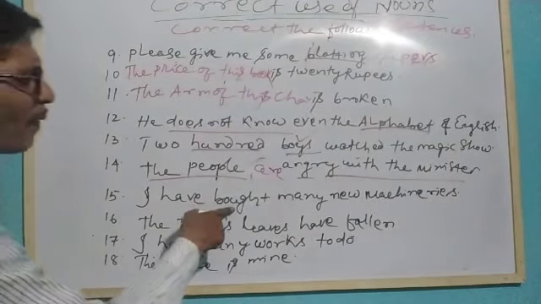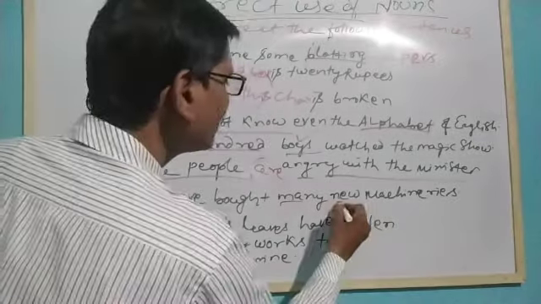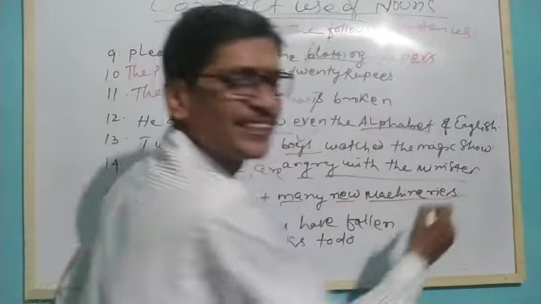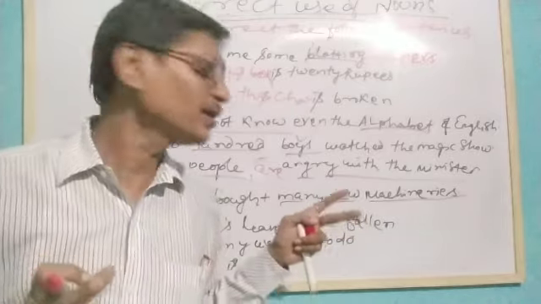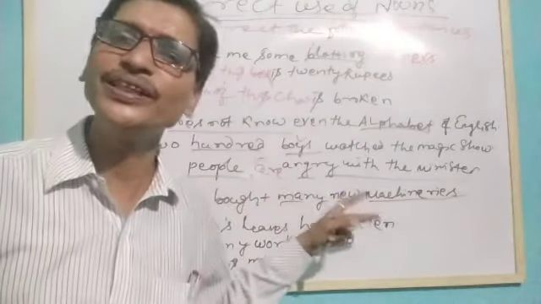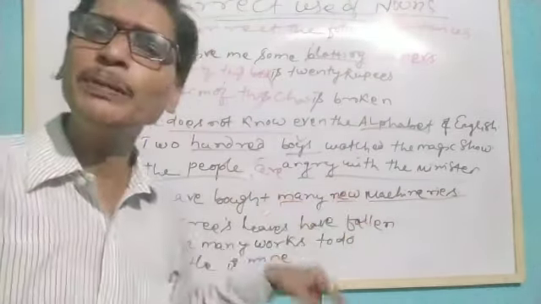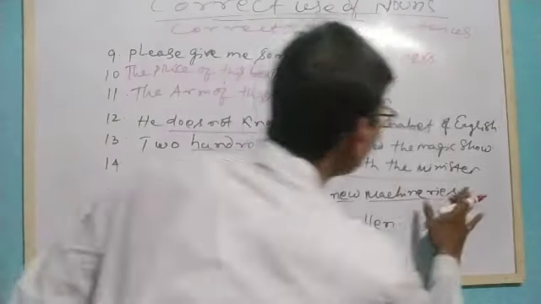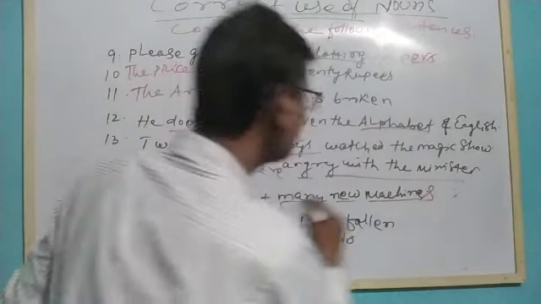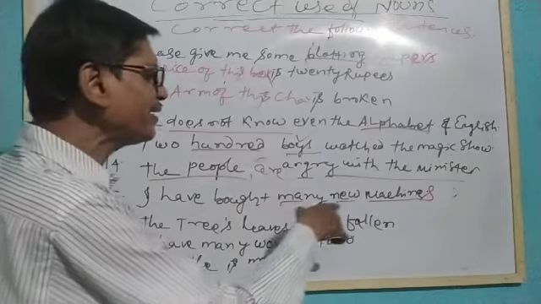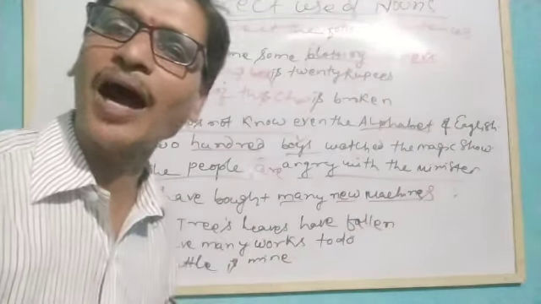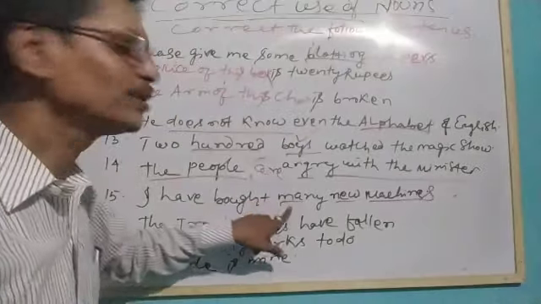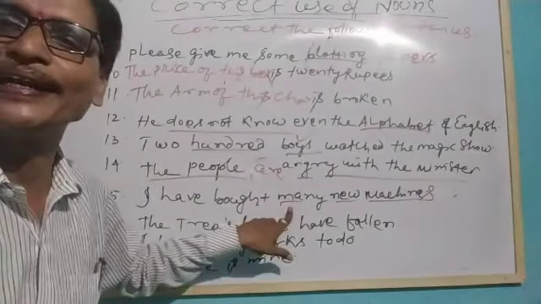I have bought many new machineries. Machineries is such a word we should not use here. It will be easier to understand if we say machines. I have bought many new machines, which is a plural noun, because we have used many.